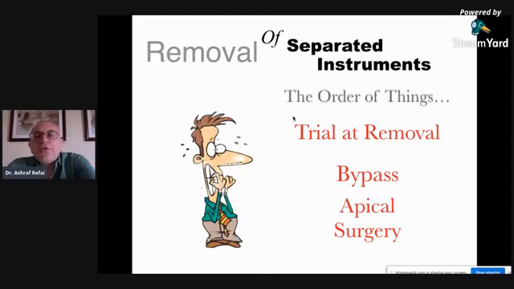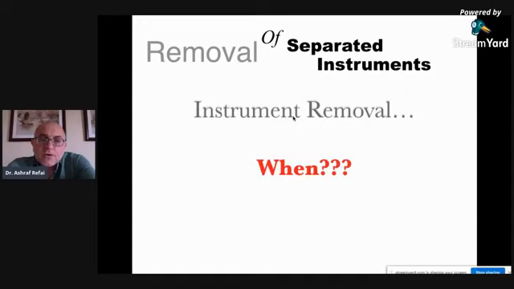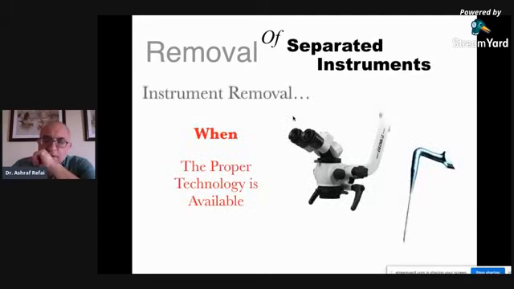All right, so the order of things is bypass first, then trephine removal, and then if all else fails, apical surgery. So here remains the question: when should I try to remove or retrieve these instruments? When you have the proper technology available. You need a lot of technology. You need microscopes to aid in your vision. You need ultrasonics, as well as specific instrument removal systems.